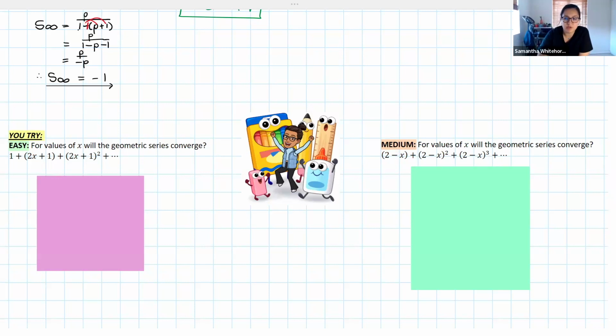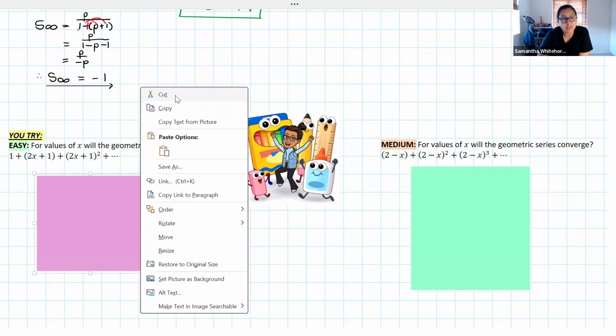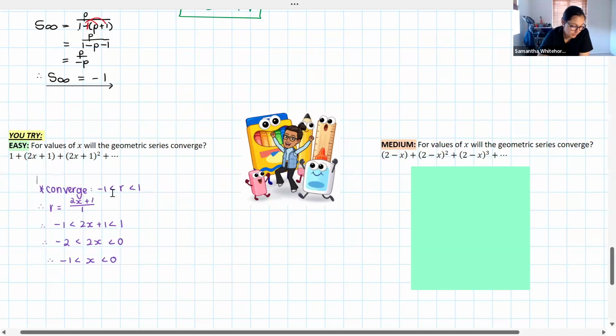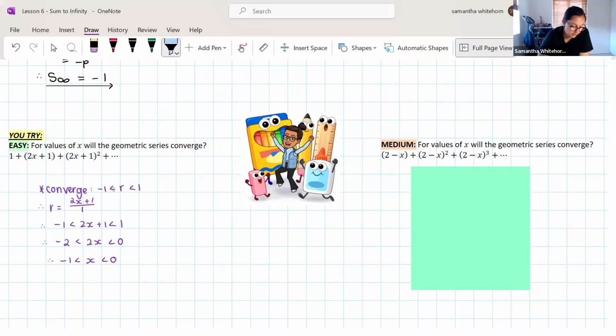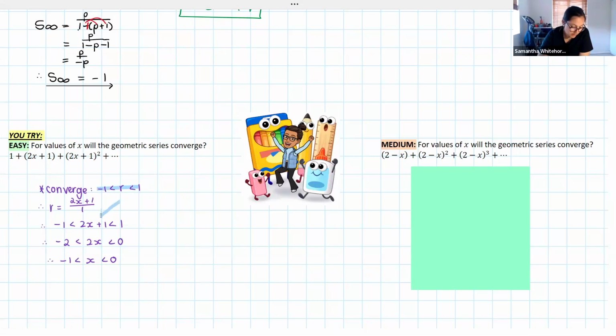Right, if you're not done, don't stress. You can just take screenshots. If we look at the first one, remember I said it's exactly the same as A, so go back in your notes and have a look. But what we want to do is work out what r is. So we take term 2 and divide it by term 1, and that gives us that r is equal to 2x plus 1. And then all you do is substitute it into that inequality, this inequality that r must be greater than -1 but less than 1. So that's all I did over here, subbed in, and I solved for x. So x in this case essentially needed to be greater than -1 but less than 0 in order for this specific series to converge.